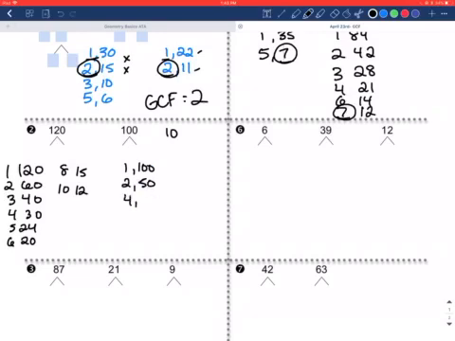1 and 100, 2 and 50, 3 doesn't work, 4 and 25, 5 and 20, 6, 7, 8, and 9 do not work, and then 10 is 10.